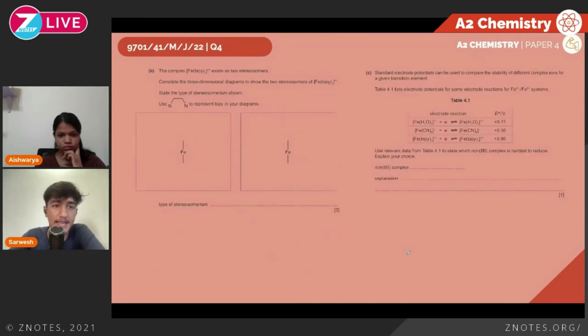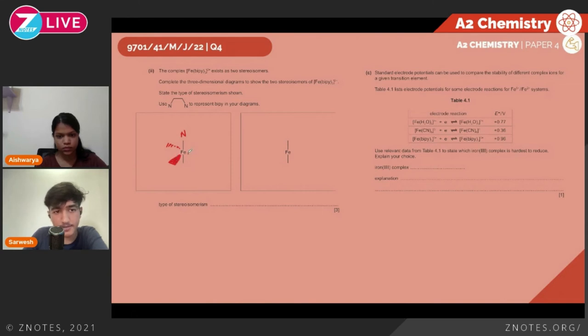The complex Fe(bipy)3 2+ exists as two stereoisomers. Complete the three-dimensional diagrams to show the two stereoisomers of Fe(bipy)3 2+. State the type of stereoisomerism shown. Okay, so let's see. One bipy molecule is going to form two dative bonds. And Fe forms six bonds in total. So, let's see.